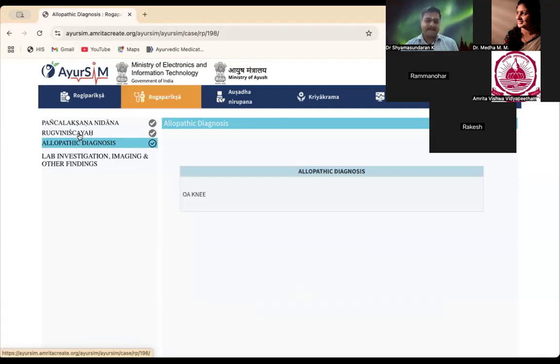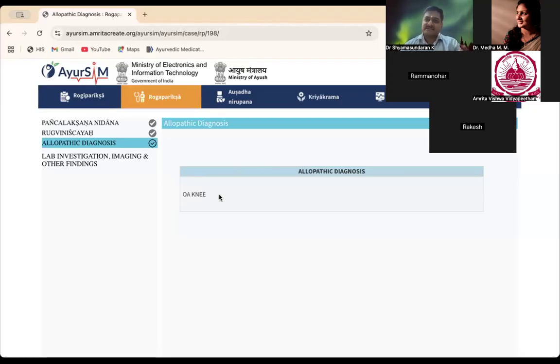And again, here, after doing all these examinations, the allopathic diagnosis is mentioned. Allopathic diagnosis is mentioned under Roga Pariksha because after doing all of this, the patient may also come, most of the time in a real case scenario, to an Ayurvedic doctor.